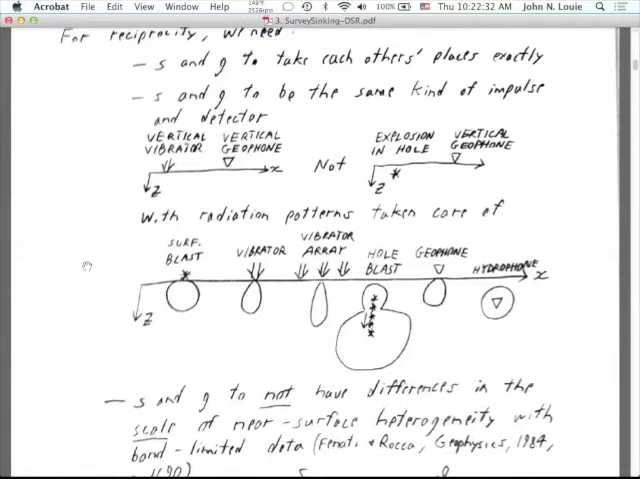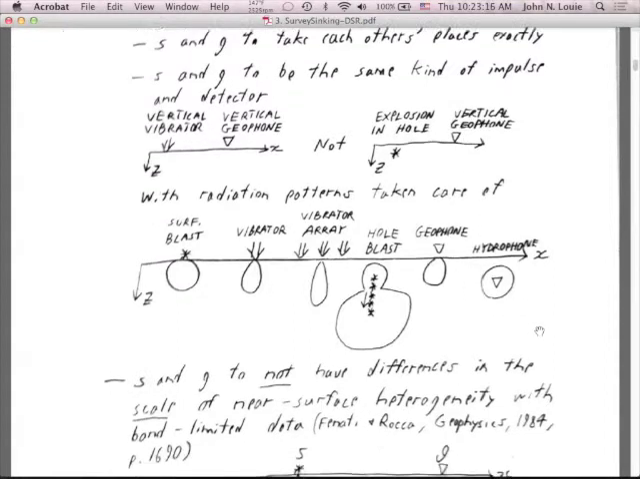S and G have to be the same kind of impulse and detector, and that's not always true. If we have vertical component geophones and we have a hammer hitting vertically or a vibrator vibrating vertically, then we do have perfect reciprocity. But if you have an explosion in a hole and a vertical geophone, then you might want to think about it. You may need some static corrections. You may need some wave shaping, some filtering, before you can be satisfied that you have exact reciprocity, okay, and you have to take care of the radiation patterns.